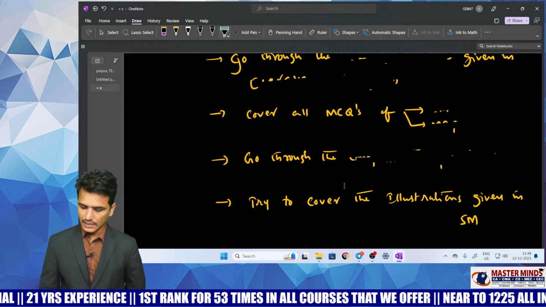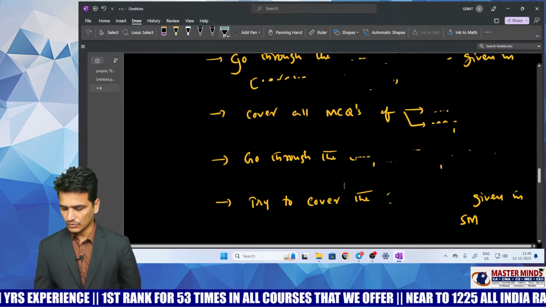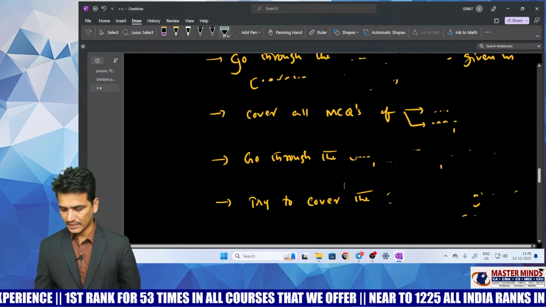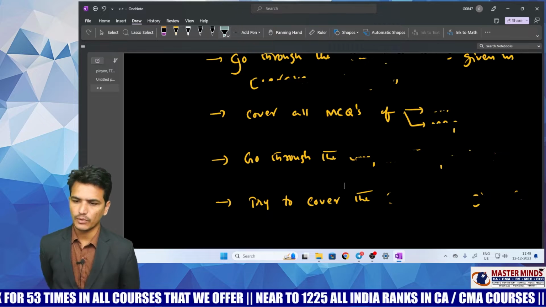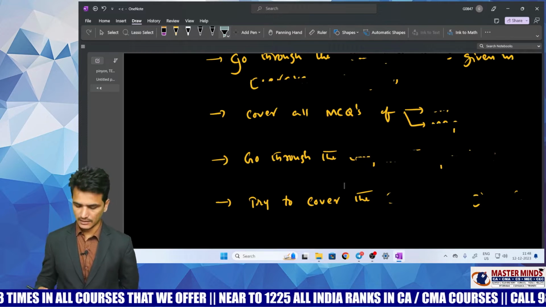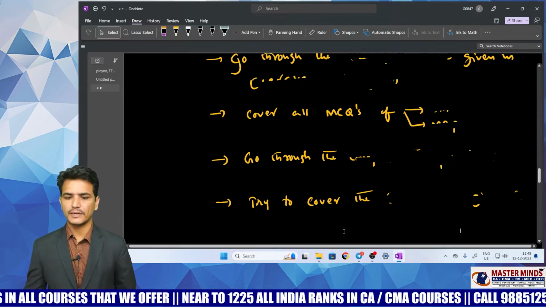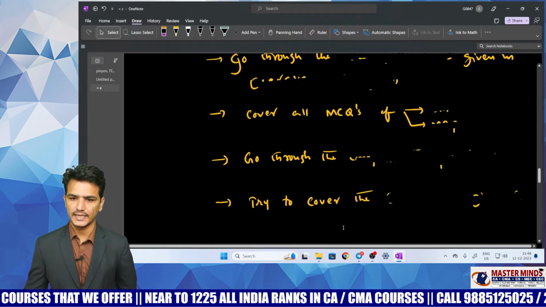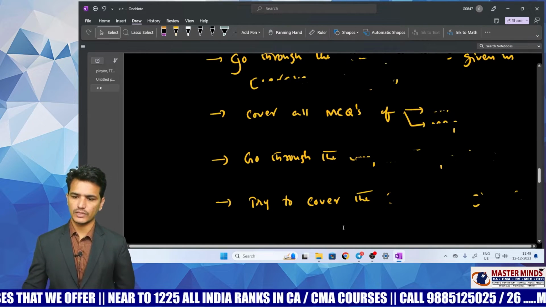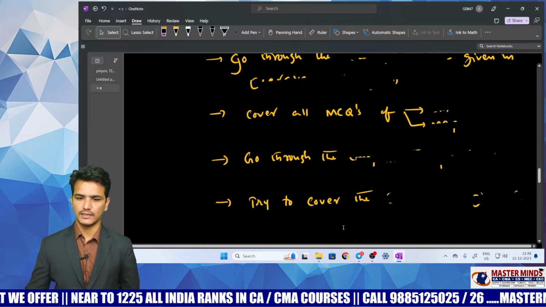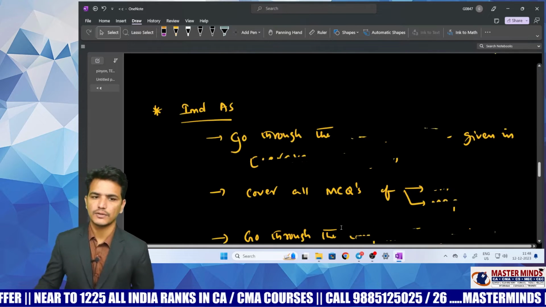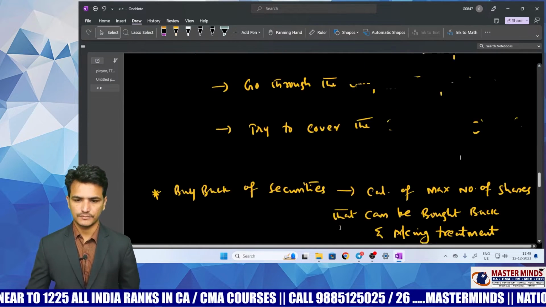Next, try to cover the illustrations, that is, the problems given in the study material. Only a few problems are added in case of Ind AS. So the problematic part is very less in case of Ind AS or AS. Just go through whatever illustrations are given in the study material. These are the areas we are required to prepare in case of Ind AS.